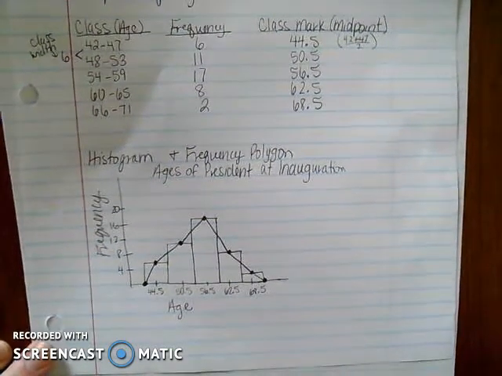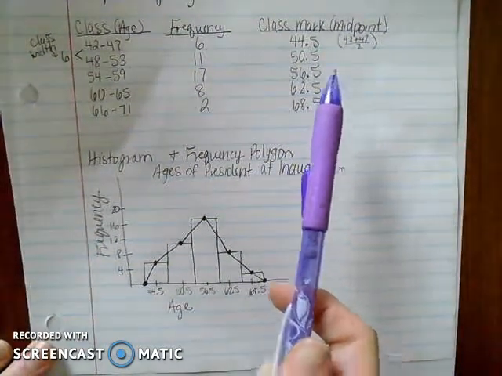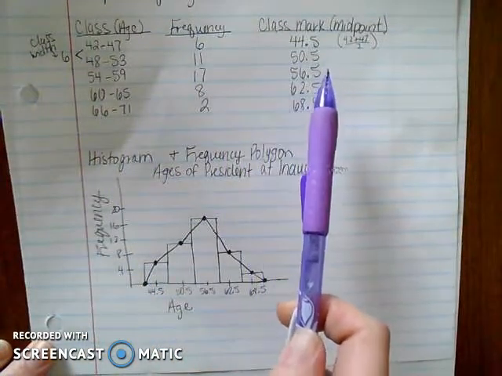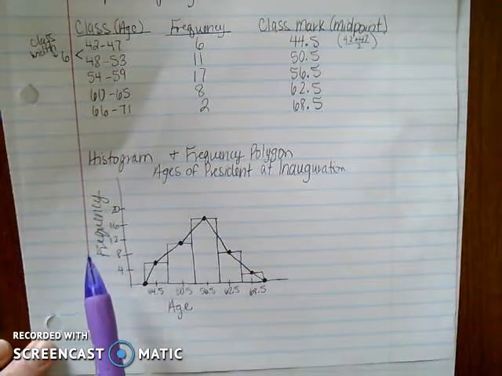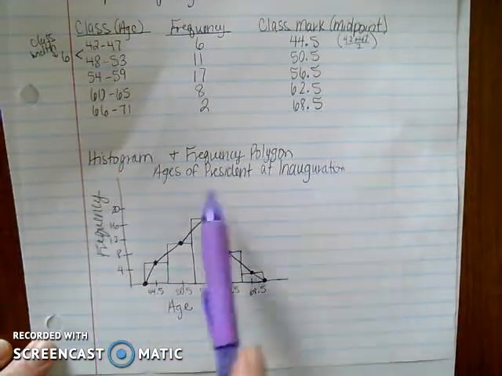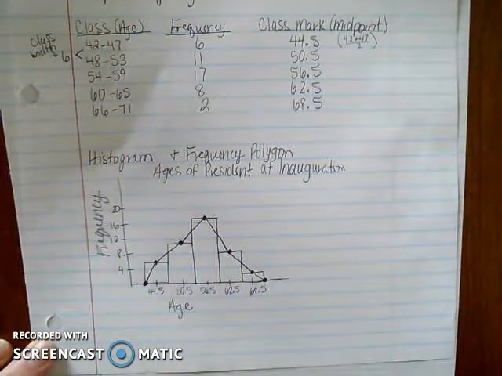Okay, so again, you're going to make a group frequency distribution like we did up here. You're going to use the class mark or the midpoint to put along the x-axis and frequency along the y-axis. Make sure you have a title explaining what your graph is.